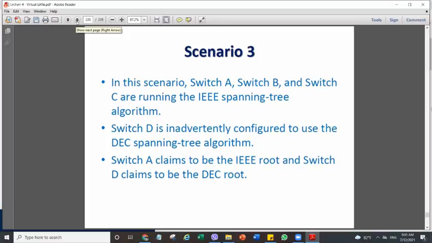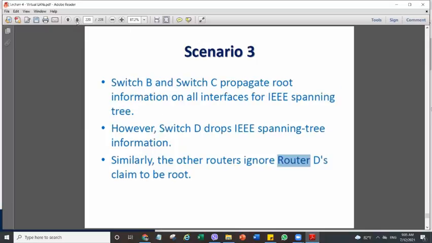Actually, the commonly used spanning tree protocol is IEEE. So you are already familiar with that.